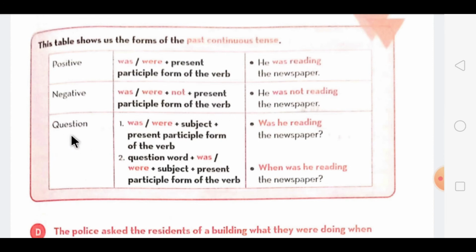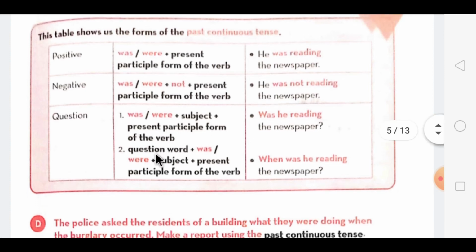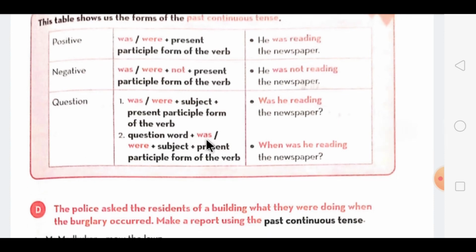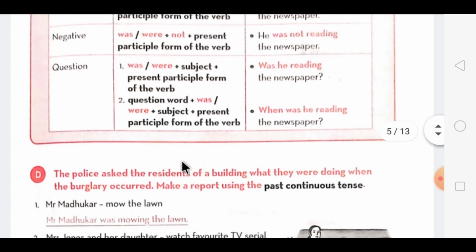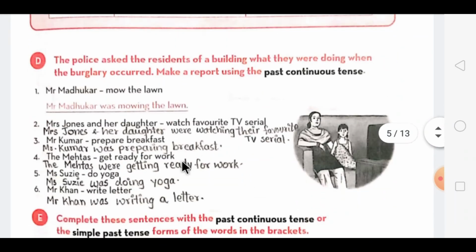Then when you are forming a question, the was or were form will come at the starting, then plus subject, then the present participle, means ing form of the verb. Then when we are using a question word, first the question word comes, then we use was or were according to the subject, plus the subject and plus the present participle, means ing form of the verb. The same thing is applied over here in the next exercise.